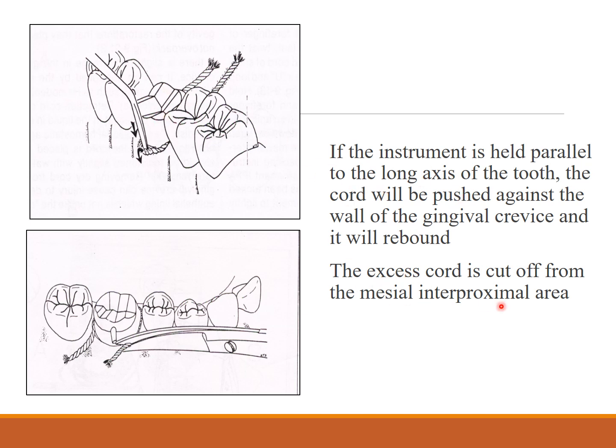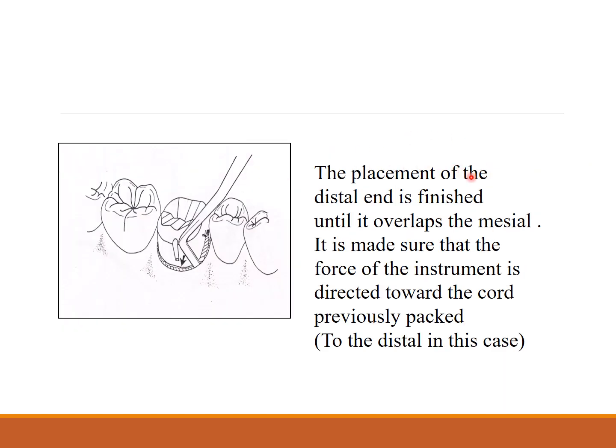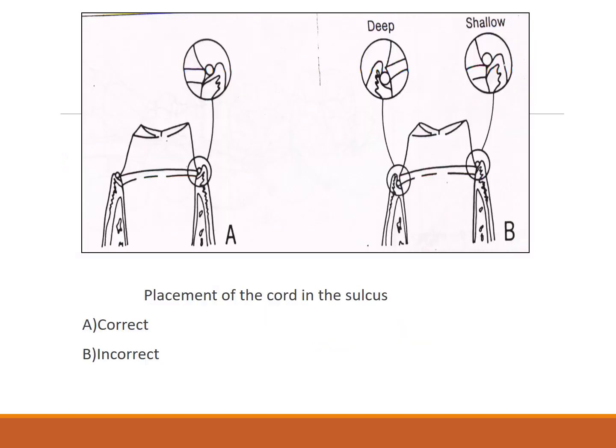Excess cord is better to be cut out from the mesial interproximal area. Here you can just cut it out. The placement from the distal end is finished when it overlaps the mesial. It is made sure that the force of the instrument is directly towards the cord previously packed. A little can be left out, so after taking the impression, it can be easily removed.